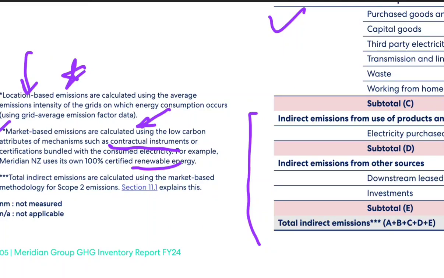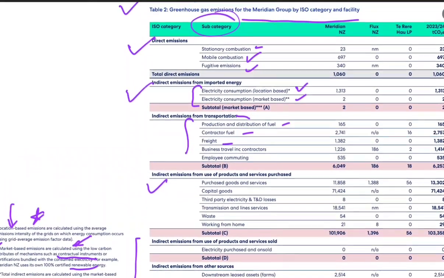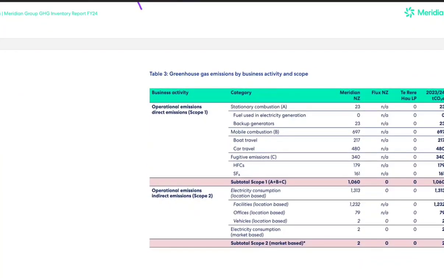Also, we can see total indirect emissions, which are calculated using the market-based methodology for scope 2 emissions. We will see all the details here. Meanwhile, you can consider different categorizations as per ISO 14064. It's covered here. Other business activities like operational emissions, direct emissions, scope 1.